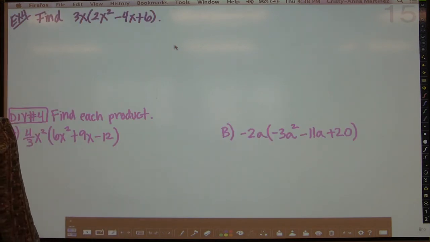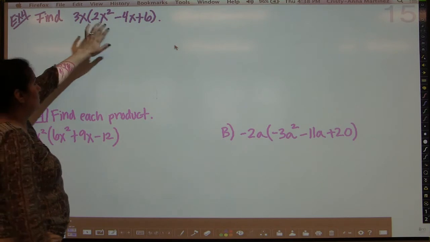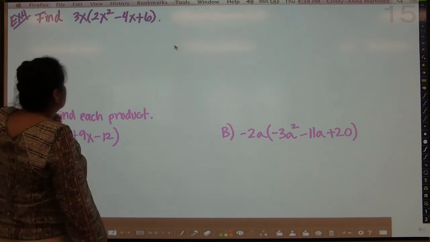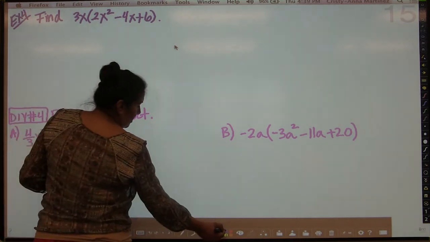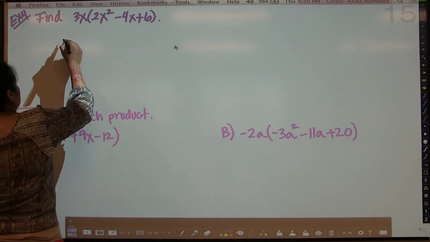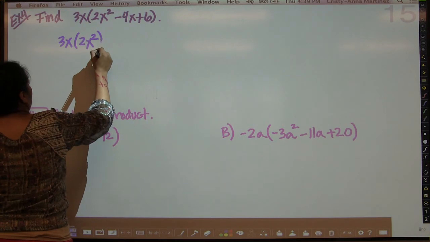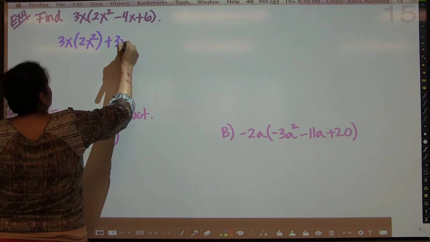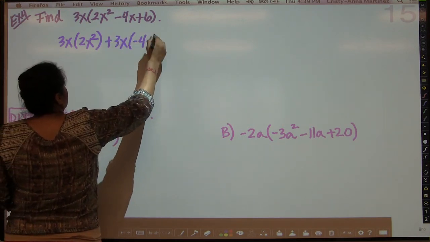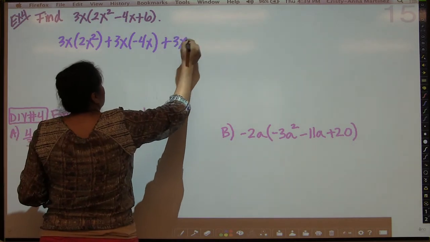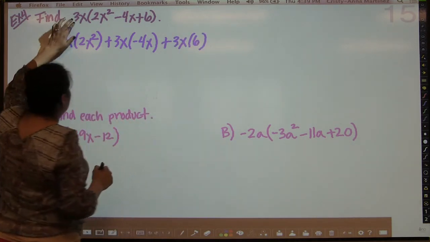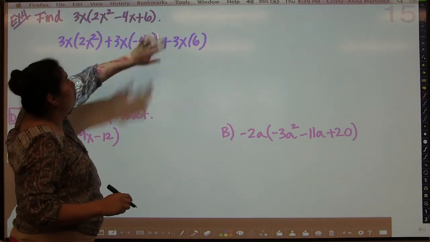In example 4, we're going to actually be simplifying, but this time with distribution, because we're multiplying 3x times 2x squared minus 4x plus 6. So in that case, I'm going to slow it down just a little bit and show you that you basically have to go 3x times 2x squared plus 3x times negative 4x plus 3x times 6. So I'm taking 3x times each term here individually.